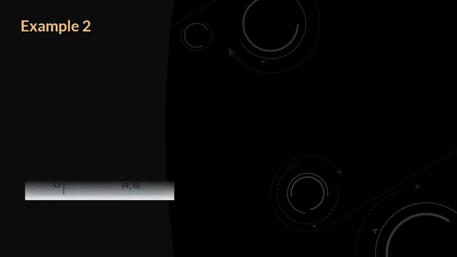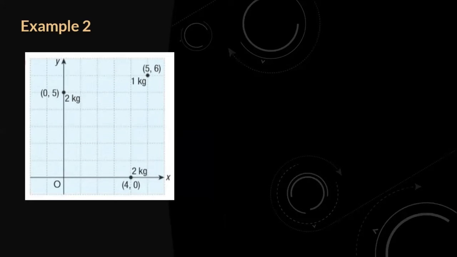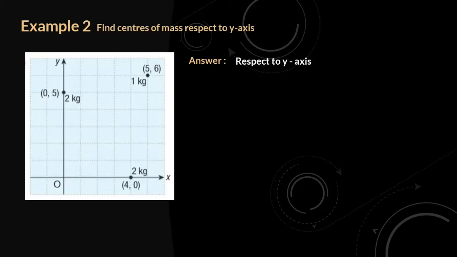How to find center of mass with respect to y-axis? Okay, students, look at this example 2. The diagram consists of three masses, 2 kilogram, 2 kilogram and 1 kilogram. The question, find center of mass with respect to y-axis. I think that's very clear to you and easy how to find center of mass with respect to y-axis. Students, as we know, there are three masses on this diagram. M1 equals 2 kilogram, M2 equals 2 kilogram, and M3 equals 1 kilogram. That's very easy, right? Okay, students. Now our job is to find center of mass with respect to y-axis.